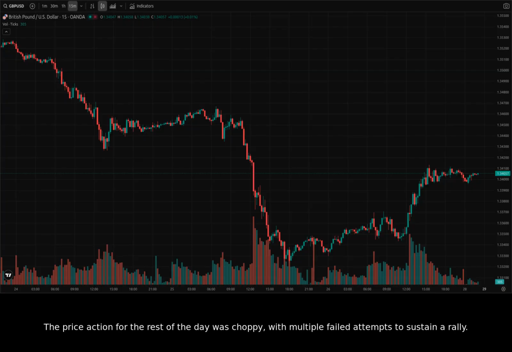The price action for the rest of the day was choppy, with multiple failed attempts to sustain a rally. This microview reinforces the idea that conviction among buyers is very low at these levels. Any buying pressure is quickly met with selling, which aligns with the analyst consensus that rallies are being sold.